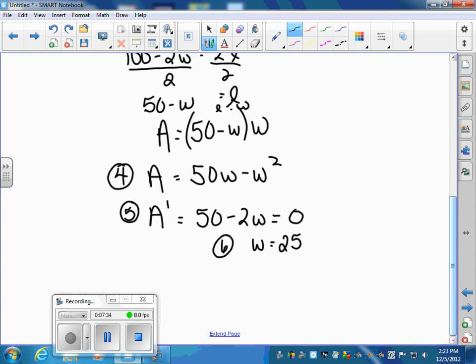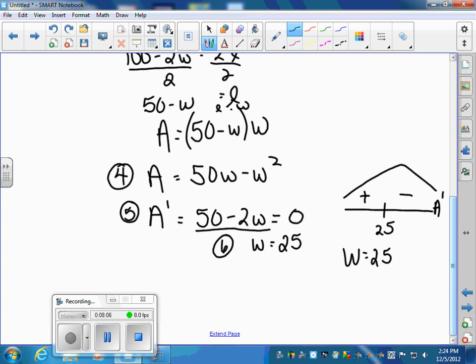Now I need to show that that is going to be my maximum or minimum. So then we'll go here and make the width 25. We'll pick a number less than 25, or let's say 10. If I put 10 back into the derivative, remember we're doing A prime, I'm going to get a positive number. If I pick a number bigger than 25, let's say 30, to put in, I'm going to get a negative number. So this goes up and then down. So our max is at W equals 25. So we've now verified that that's our maximum.